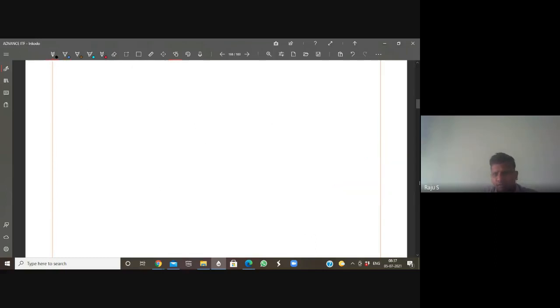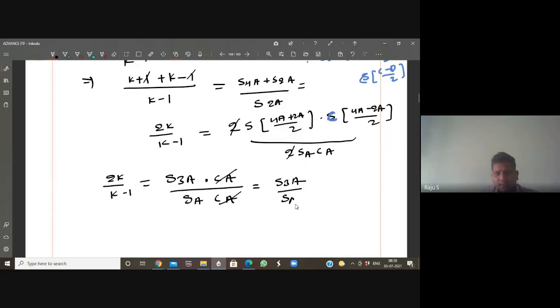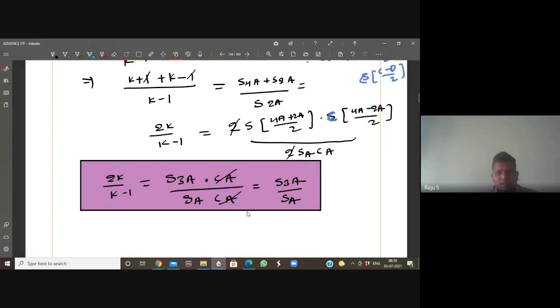Okay, students. So 2k by k minus 1 is clearly equal to, yeah, 2 gets cancelled here. What about this (4a plus 2a) by 2? Shall I write sin 3a, sin a cos a by sin a cos a? Shall I cancel these two? Yes, sin 3a by sin a, we proved that. 2k by k minus 1. I said very clearly here.